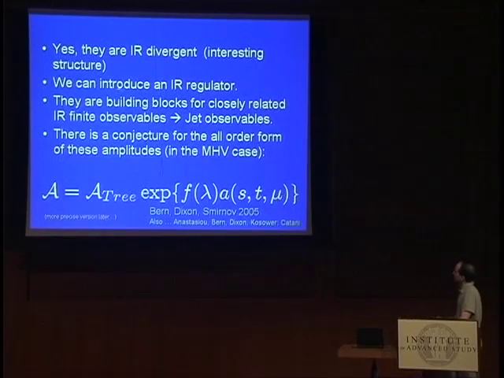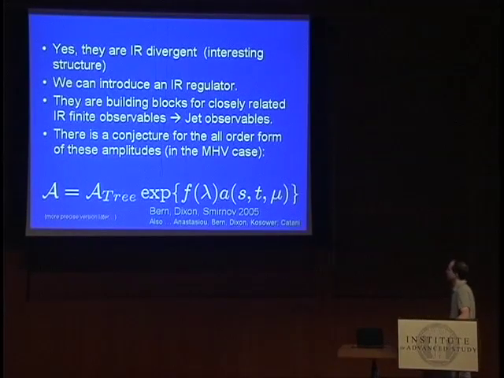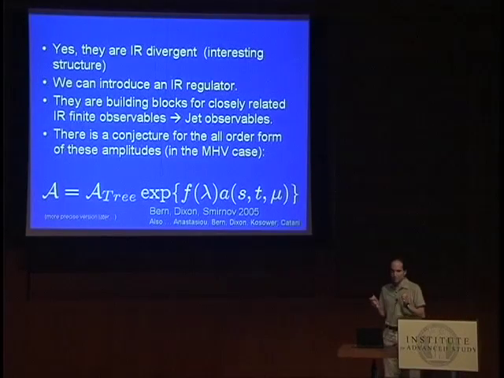Now, there are infrared divergences, but we can define them by introducing an infrared regulator. We'll use, for example, dimensional regularization. And these amplitudes, even though they are infrared divergent, are building blocks for closely related infrared finite observables, which are called jet observables, in which we don't focus on an amplitude involving a specific number of gluons, but we sum over various numbers of gluons in the final state.